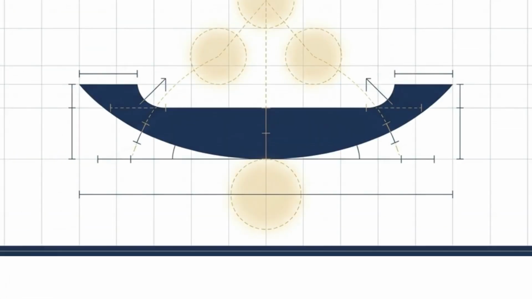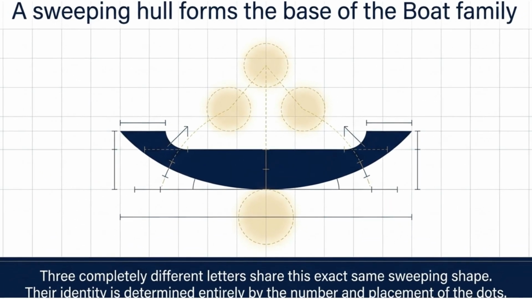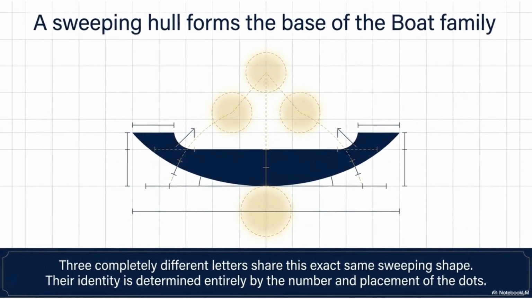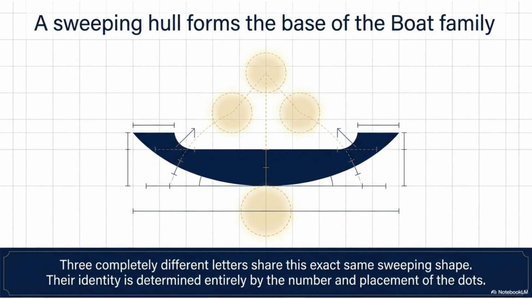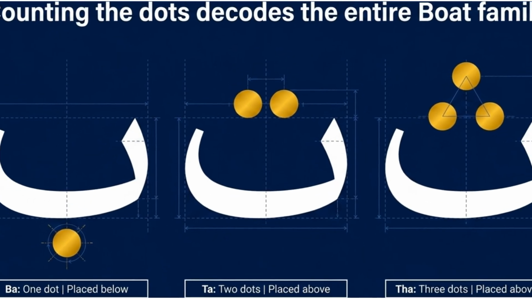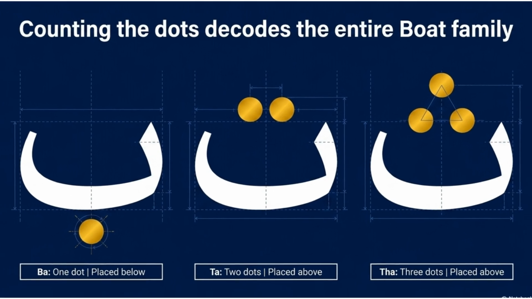The second base shape is a sweeping hull, forming the base of the boat family. 3 completely different letters share this exact same sweeping shape. Their identity is determined entirely by the number and placement of the dots. Counting the dots decodes the entire boat family.